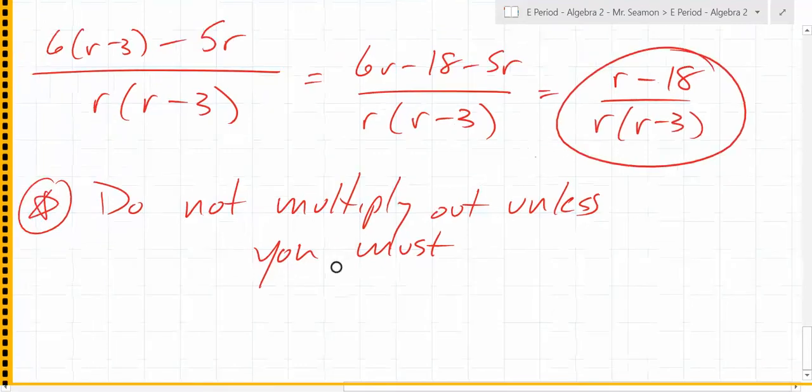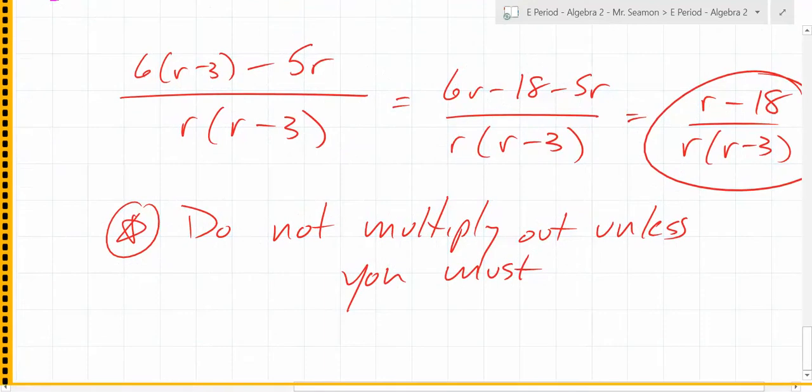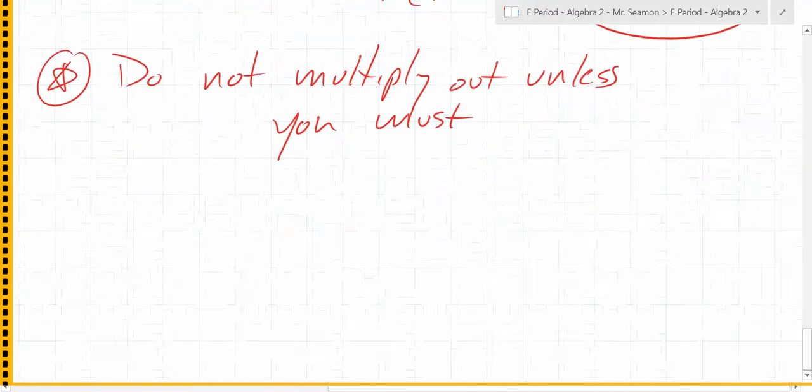Stop there. Yes, Mark? Couldn't you just have crossed out r minus 3? No, you cannot because of the minus sign. Please, please, please do not do that. Please, I beg you. Very sad.